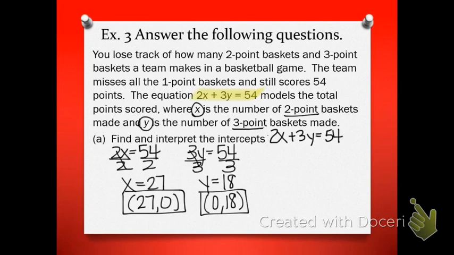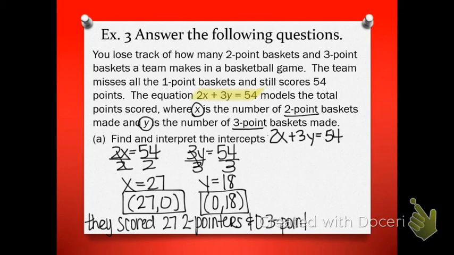So, Tommy, just interpret for me the x-intercept. The team scored 27 2-point baskets. And? 0 3-point. There you go. The team, or they, scored 27, and make sure you're writing this down because it does ask us to interpret, 27 2-pointers and 0 3-pointers, or, here's where we insert the word or.